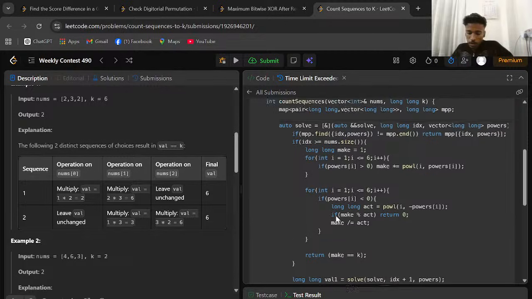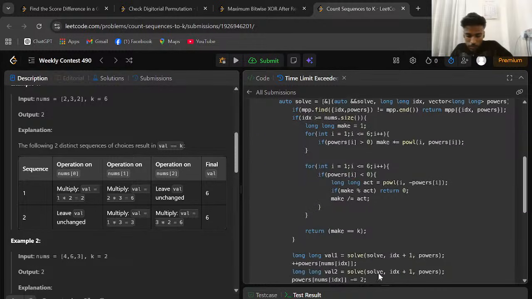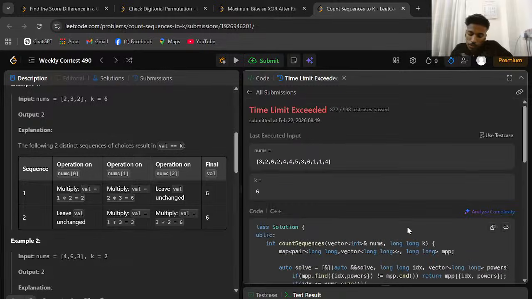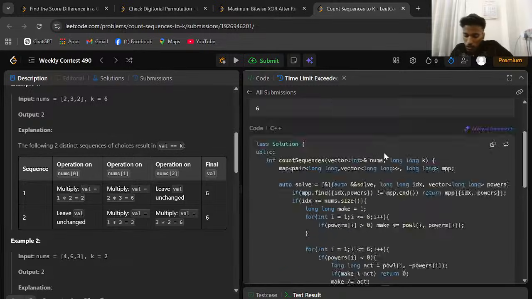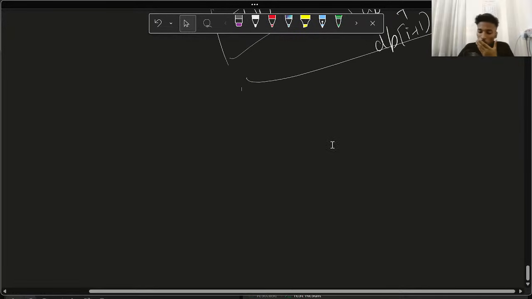Since a map allows us to store any key, that is why I stored a pair of long comma vector, but it gave TLE. I knew that it would give TLE, but I thought that if the test cases were weak, it could have passed. So this was one of my approaches. Now I got to know that I have to optimize.